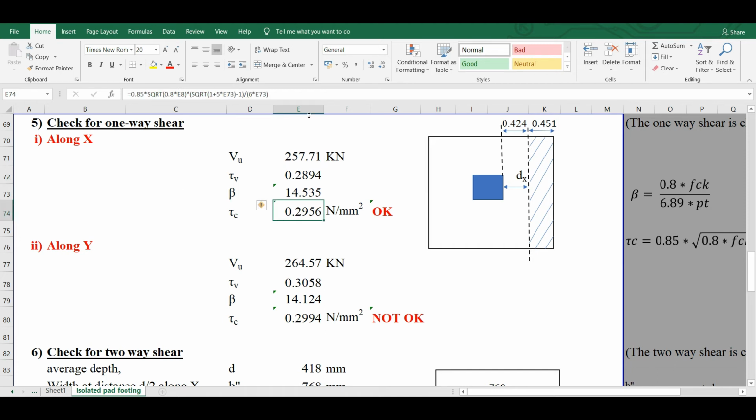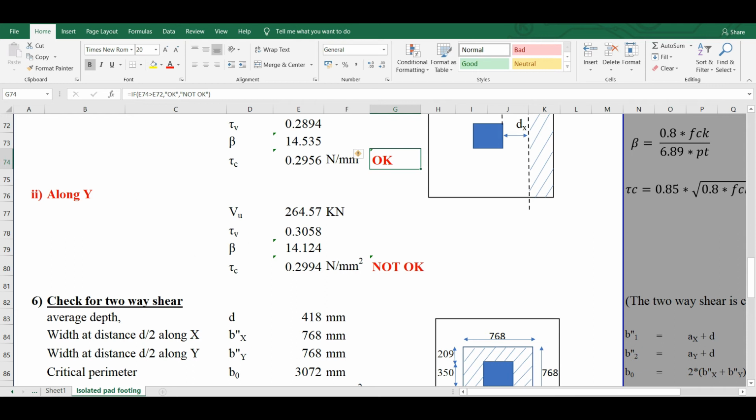And I will calculate the design shear strength of concrete, that is tau C. So tau V should not exceed the tau C value. So here it is okay. But along the Y direction, the tau V is exceeding the tau C value.